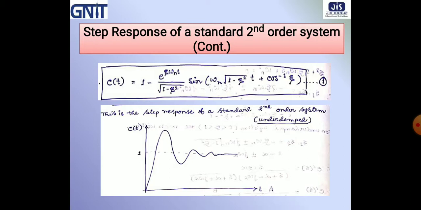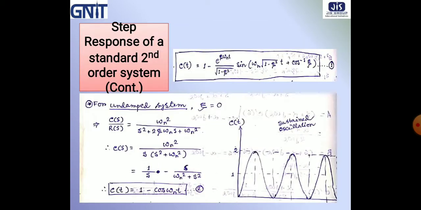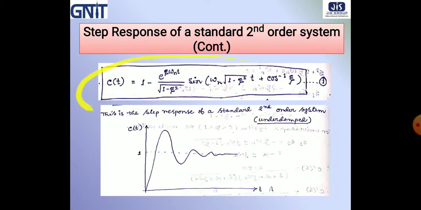And if we draw the step response of this standard second order system, then it will be like this. Now this particular equation is for the underdamped case. For the underdamped case, that means zeta is lying in between 0 and 1.